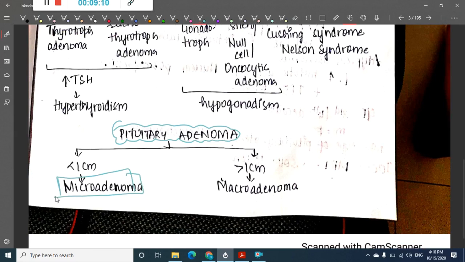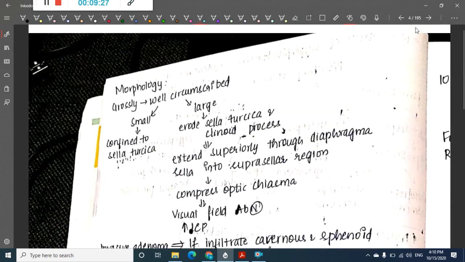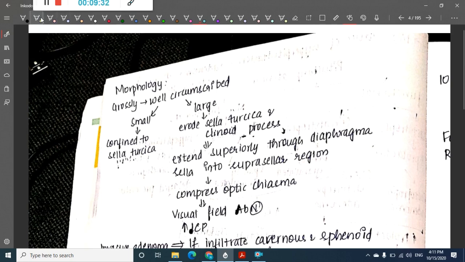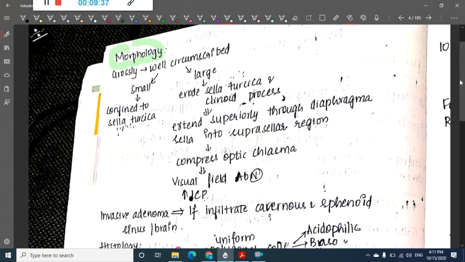We call the pituitary adenoma a microadenoma if the diameter is less than 1 centimeter. If the size is more than 1 centimeter, then that is macroadenoma. Then we will see the morphology of pituitary adenoma. Grossly, if the pituitary adenoma is small, it is confined to the sella turcica only. Okay, that is the pituitary chamber where the pituitary lies. So it is confined to the sella turcica only if it is small.